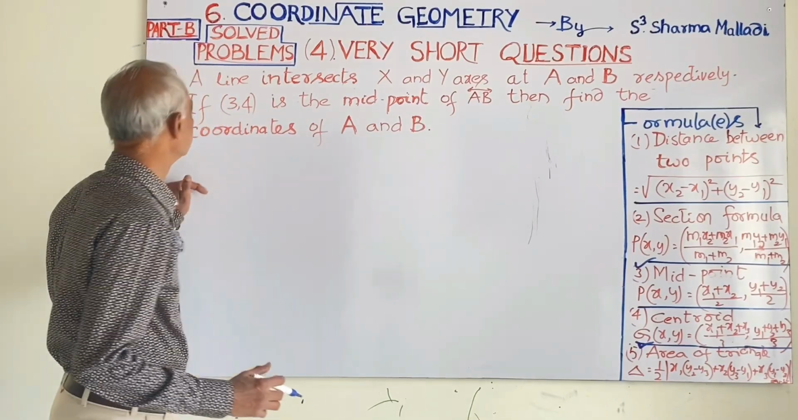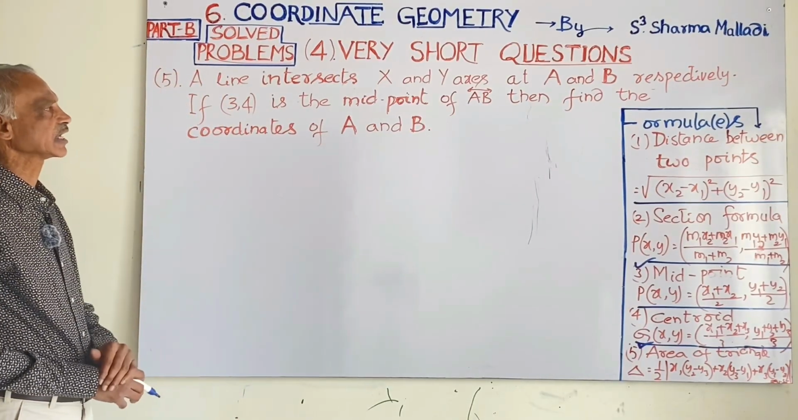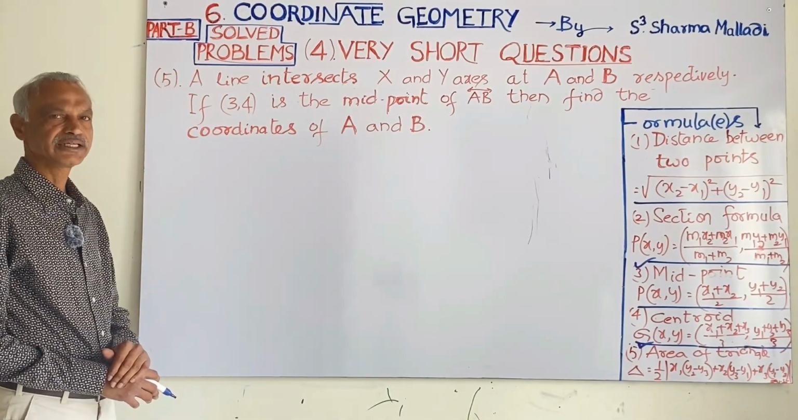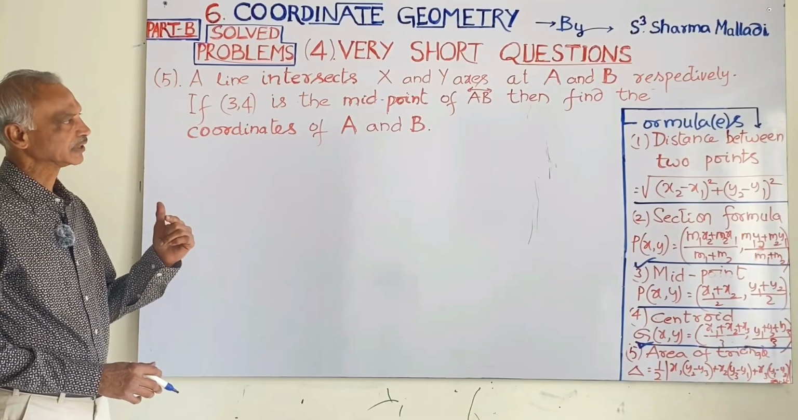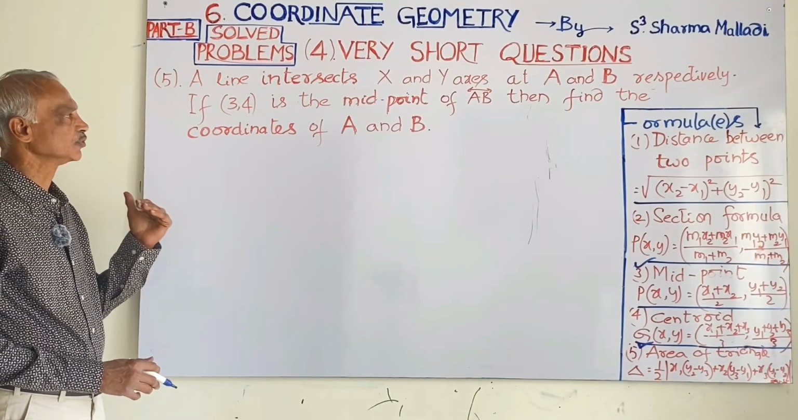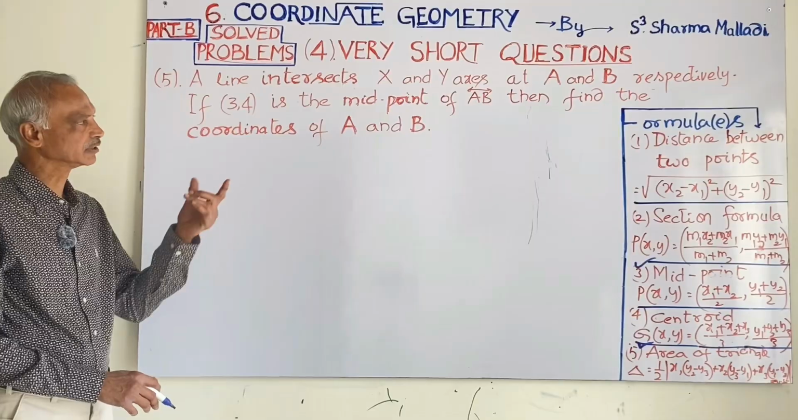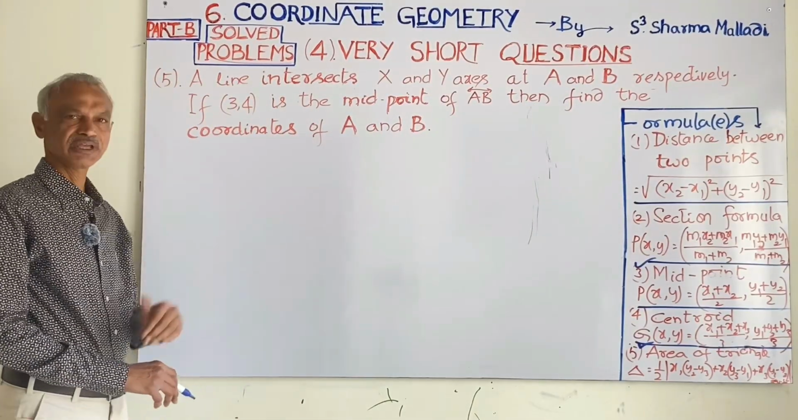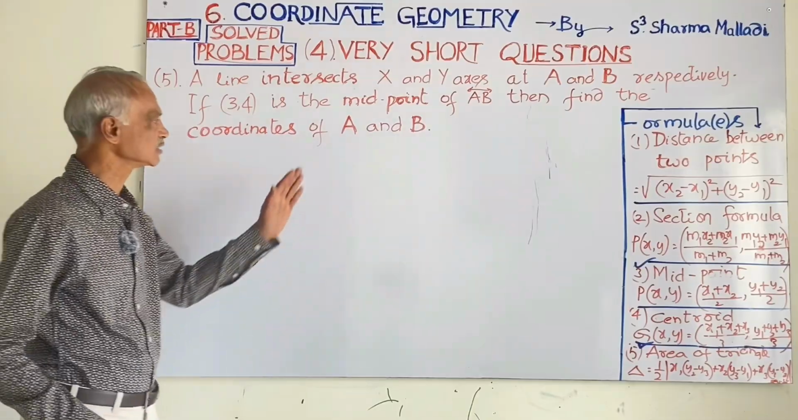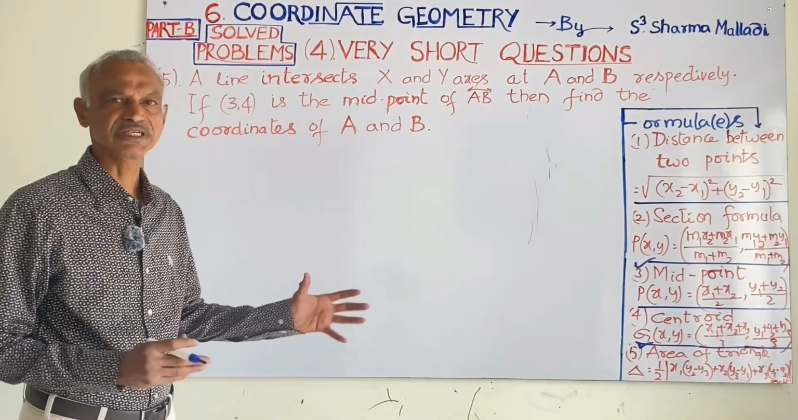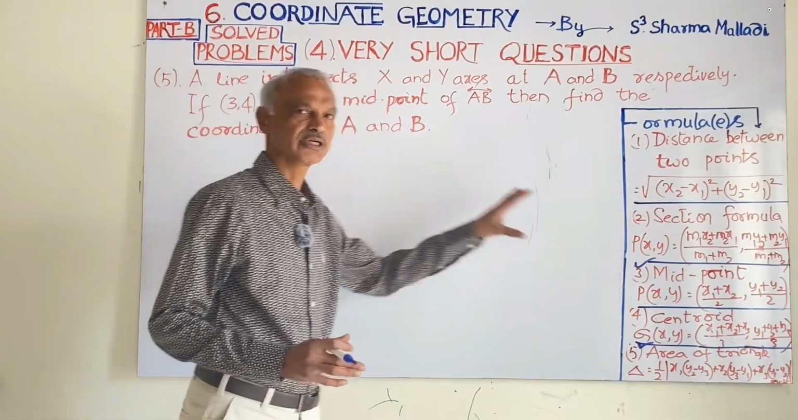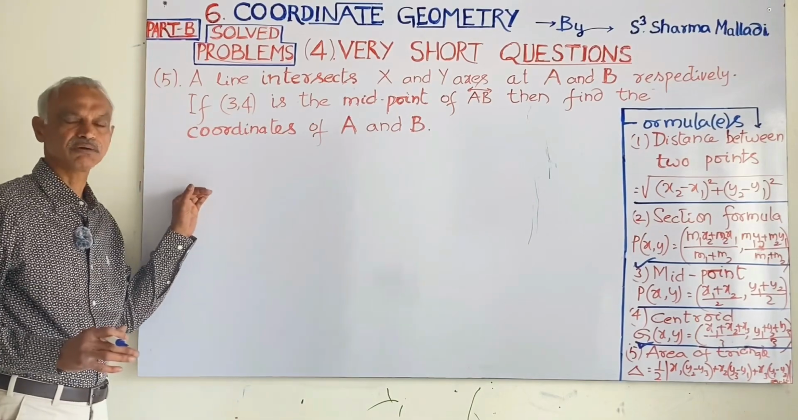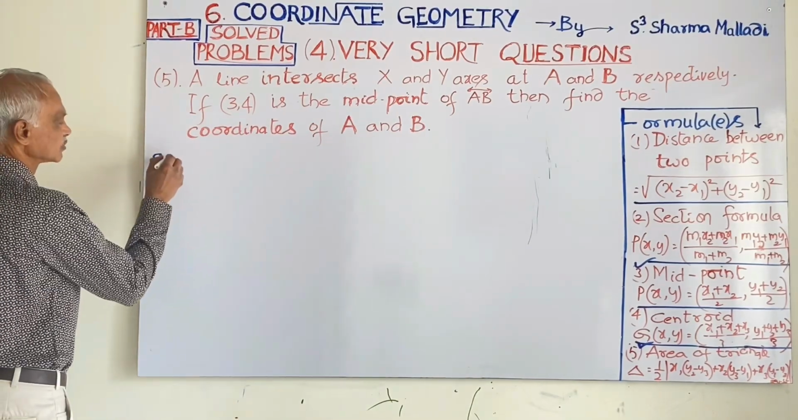Now fifth problem: a line intersects x and y axis at A and B respectively. If (3, 4) is the midpoint of AB, the line AB, then find the coordinates of A and B. We have to find the coordinates of A and B. If you know basic concepts and formulas, you can do any problem easily. I will write the solution.